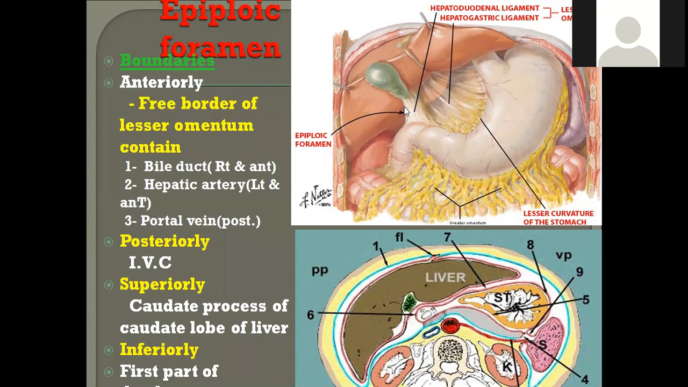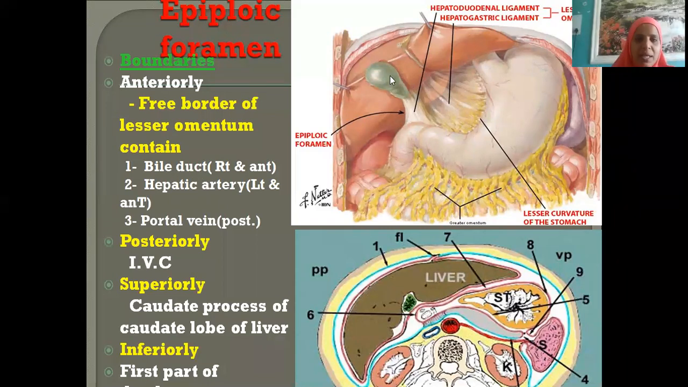Anteriorly, it is bounded by the lesser omentum, isn't it? So what are the structures I told you? We have the portal vein, hepatic artery, and bile duct. Very good. Portal vein, hepatic artery, and bile duct we will find in the right free margin of the lesser omentum, which is forming the anterior boundary of the epiploic foramen.